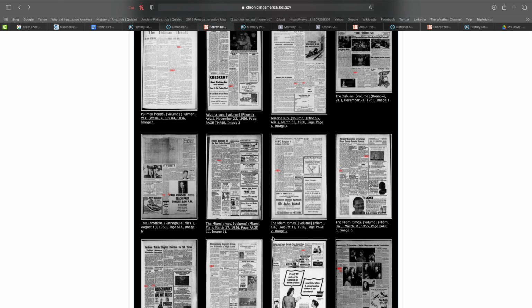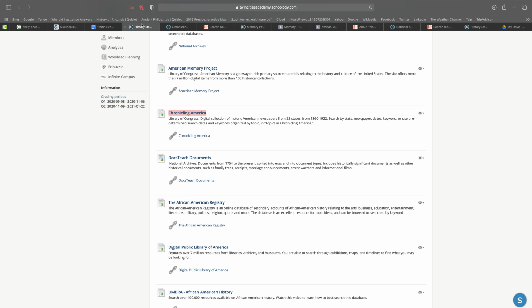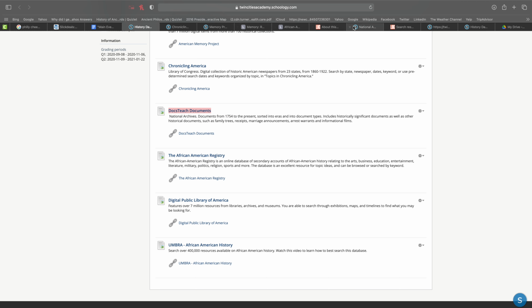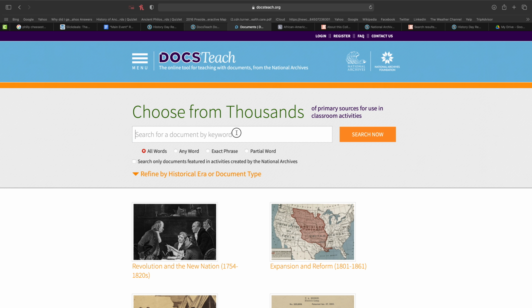So if you want to get some newspapers of the event when it happened, this is a great place. So, yep, Chronicling America. Okay, so docs teach, documents. So this one is also kind of specific, but it basically looks into different documents that are pretty significant, like family trees, receipts, arrest warrants, some informational films. It kind of depends. This one's a kind of bet and hope you win kind of thing.